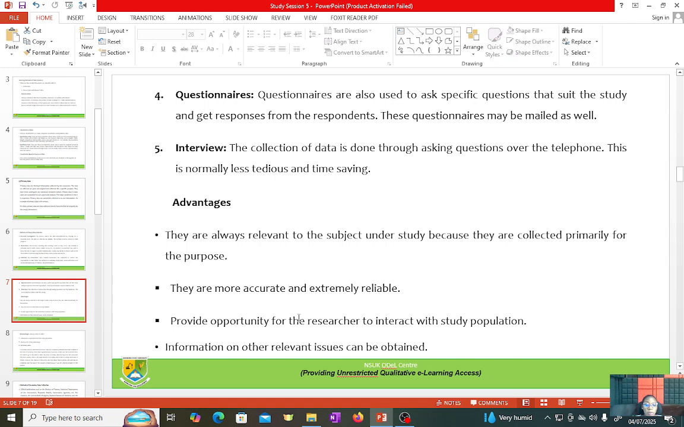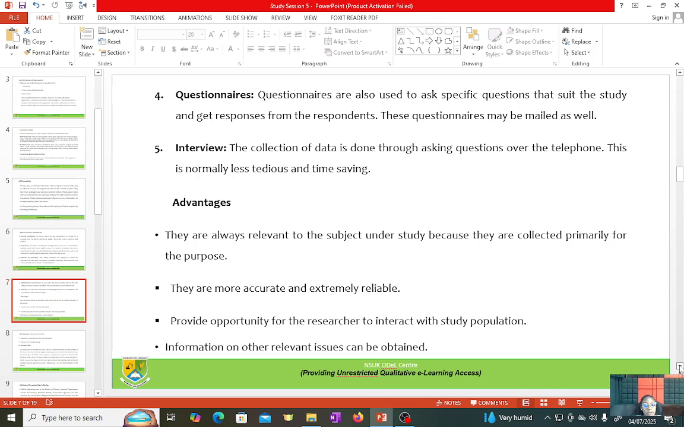They provide opportunity for the researcher to interact with the study population. That's in the case of meeting the population one on one, from where he or she is going to collect the data.